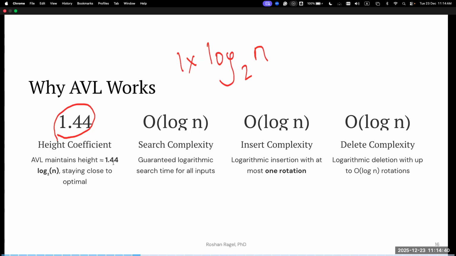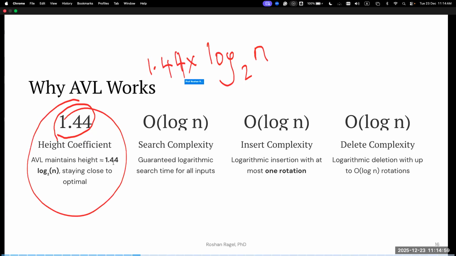But the height maintained by this balancing, where we are giving some room for some flexibility, right? Not a lot of flexibility, some flexibility, where we can have -1, +1, and so on. So the height is actually 1.44. So it's not 1, it's above 1. It's almost about 1.5 times, right?